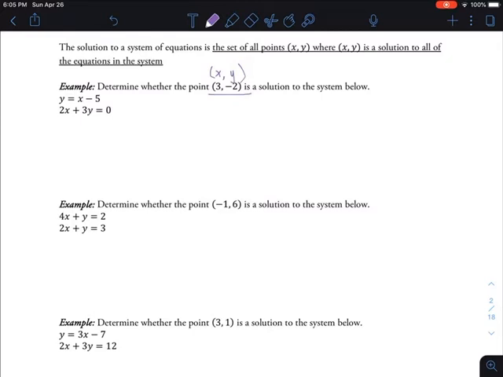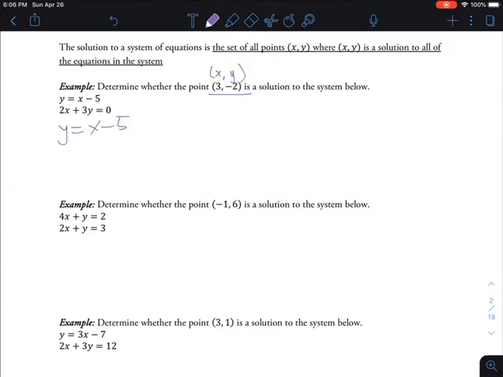So again, to reiterate, what is a solution? It means that this point that I've given you will make each of these equations true. So what we're going to do is we're going to plug in to each equation in the system, and then we're going to figure out if it works in each equation. And for it to work means that it'll make a statement that makes sense.